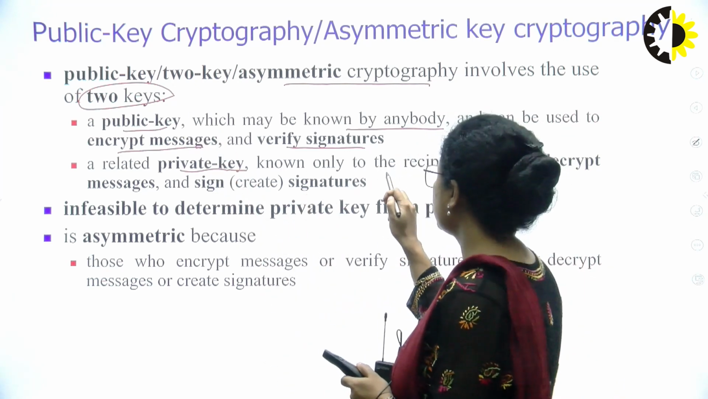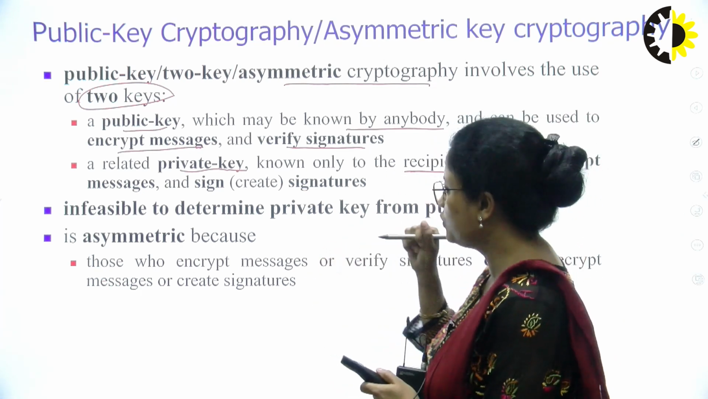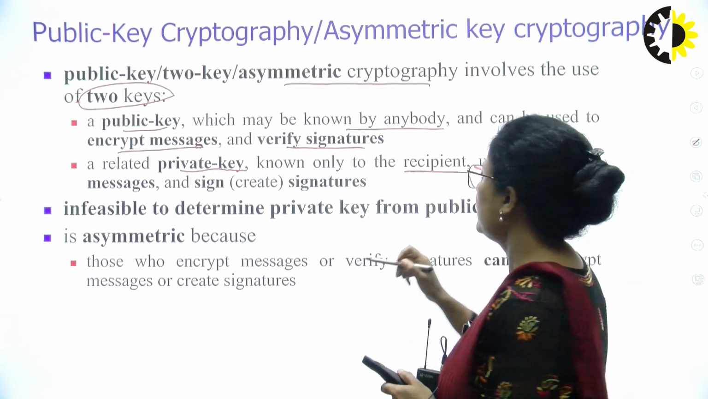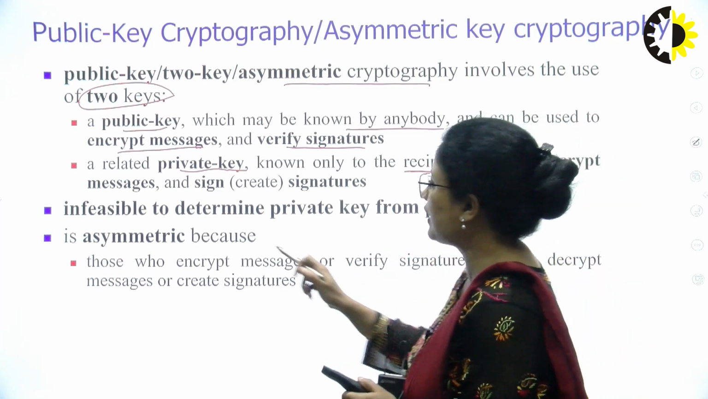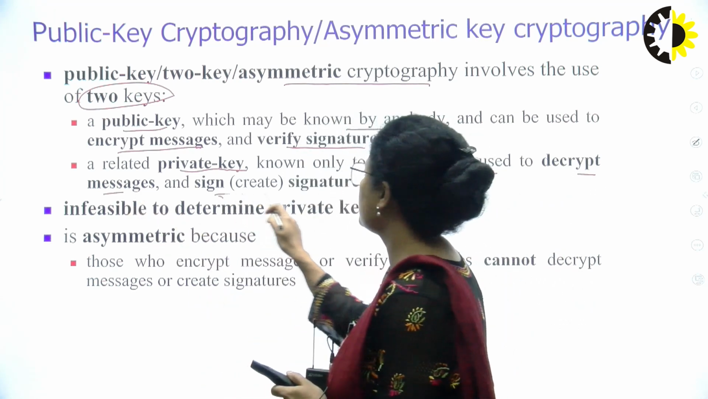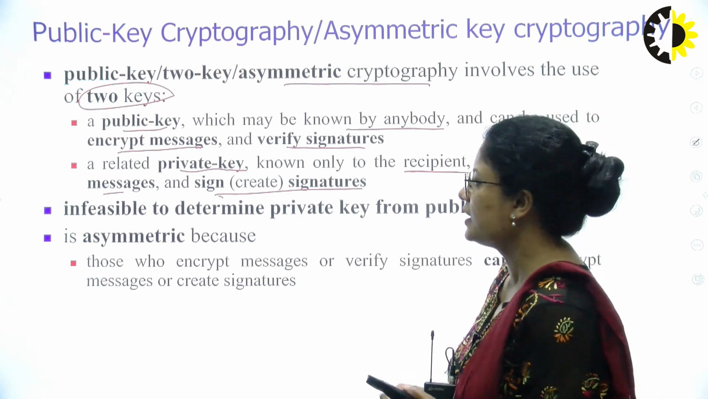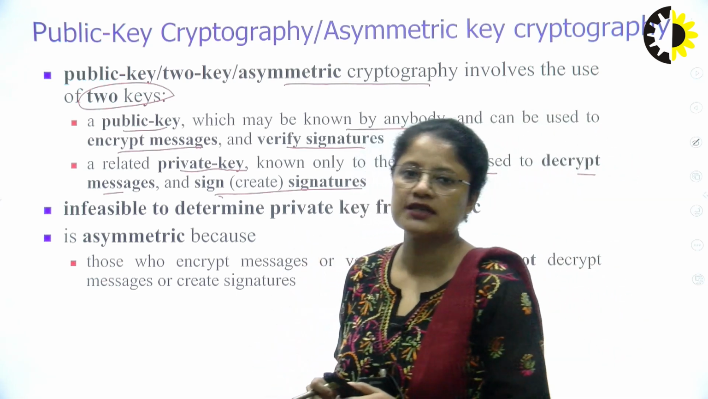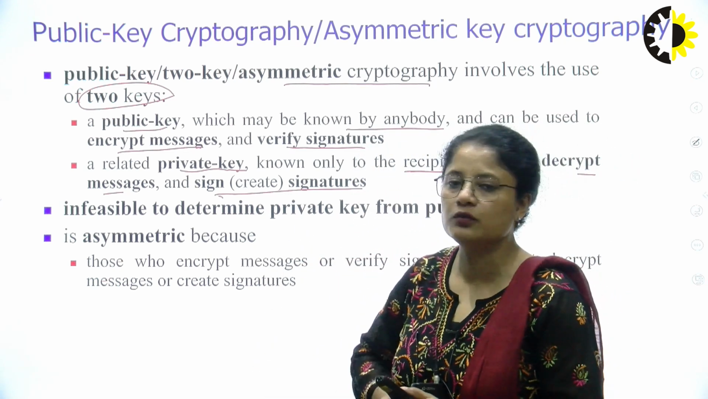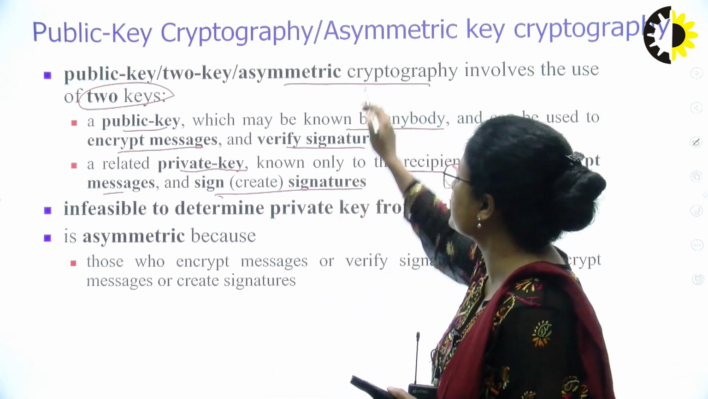So in case of private key, that key is known only to that particular unit, whosoever's key it is. And the private key is used to decrypt messages and also to sign signatures when it comes to digital signatures. So public key and private key are two sets of keys which every unit needs to have, whoever wants to communicate in the network and uses asymmetric key cryptography.